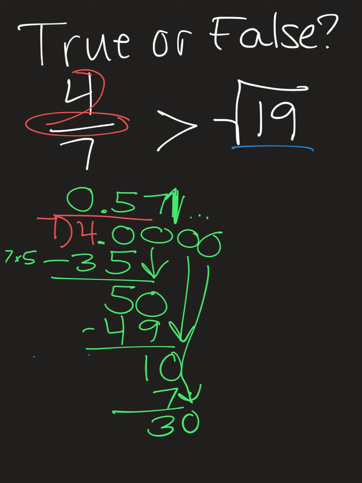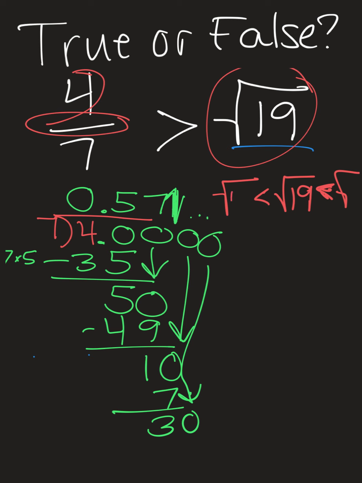To compare these, I am going to see what the square root of 19 is approximately. Well, to compare, I need to turn this square root of 19 also into a decimal. I'm going to think about what perfect squares are above and below that. The perfect square below it would be 16. The perfect square above it would be 25. The square root of 16 is 4, which means the square root of 19 is going to be between 4 and 5.